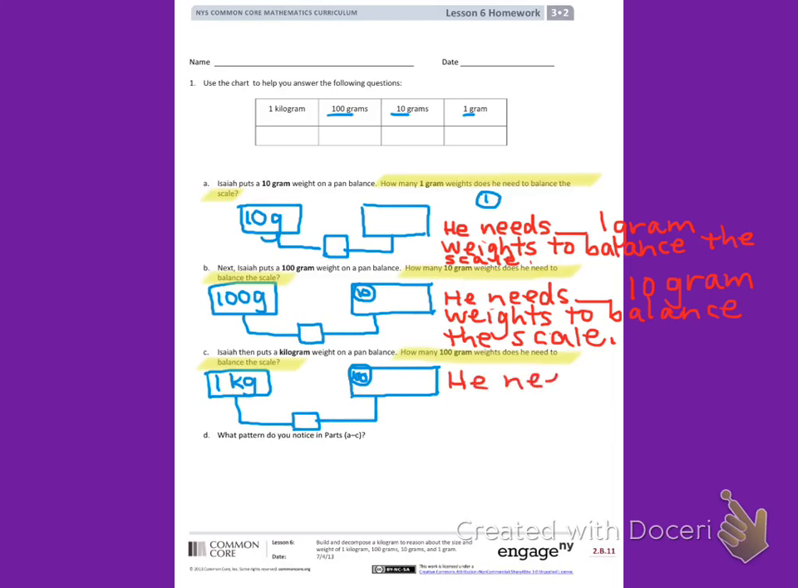He needs blank 100-gram weights to balance the scale.